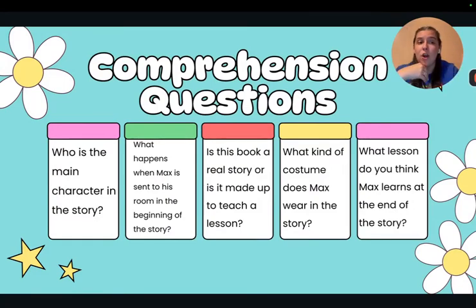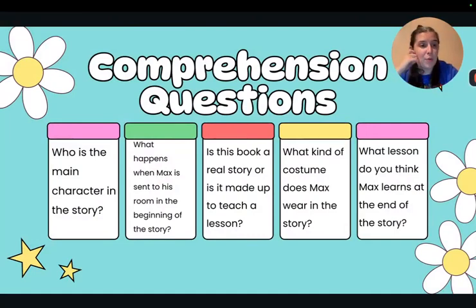Now remember, there are books and stories that are about true things, and there are books and stories that are about false things to kind of teach us a lesson. What kind of costume does Max wear in this story? Tells us right at the beginning, so there's your little clue. What lesson do you think Max learns at the end of the story? So this is where we're going to be starting, okay?